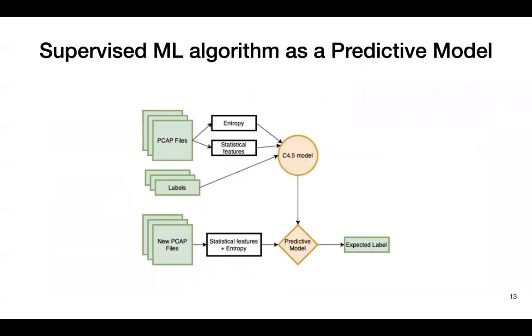Once the decision tree model is trained, 13 statistical features are extracted by using Tranalyzer2, and the entropy value is calculated over the first 4 packets, we can use it as our predictive model. By providing new pcap files, going through the same steps, we provide 14 features into the predictive model and get our expected labels.